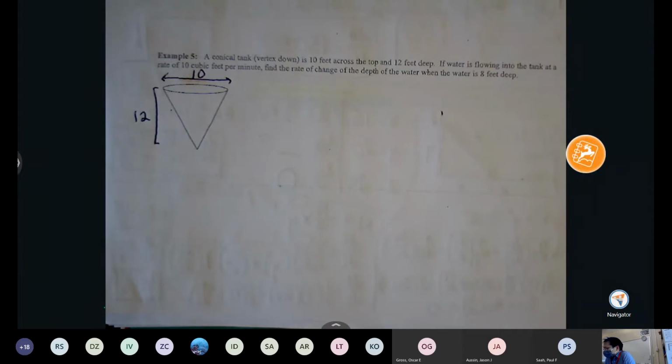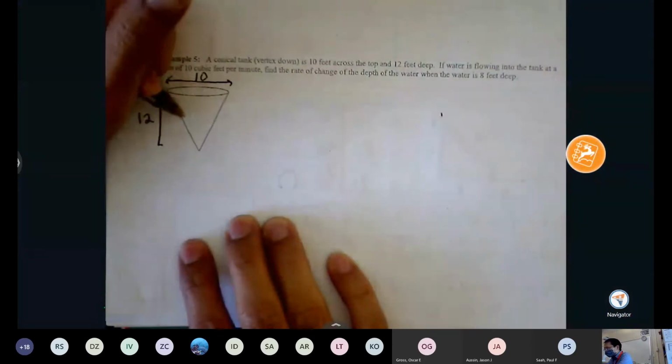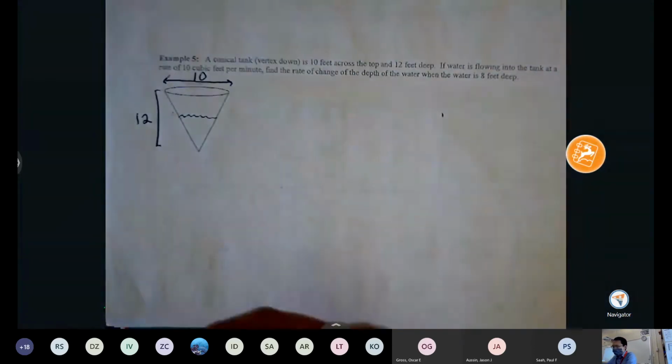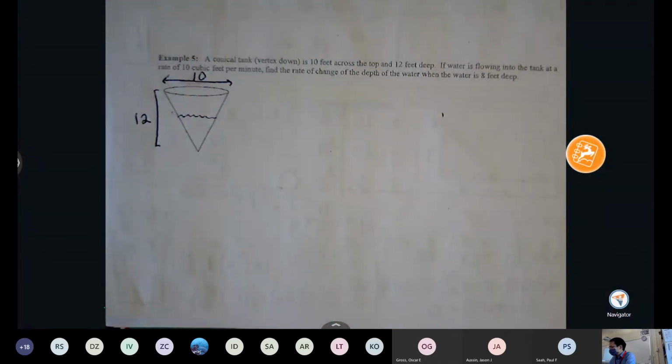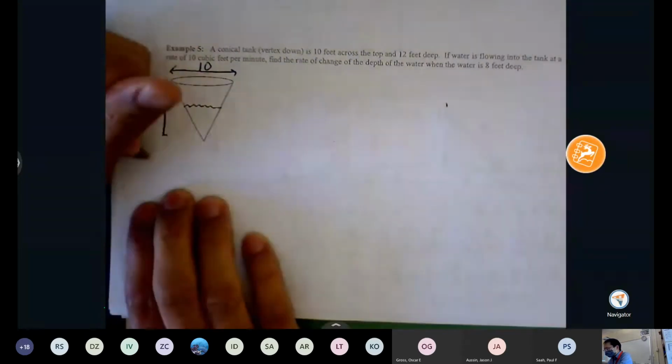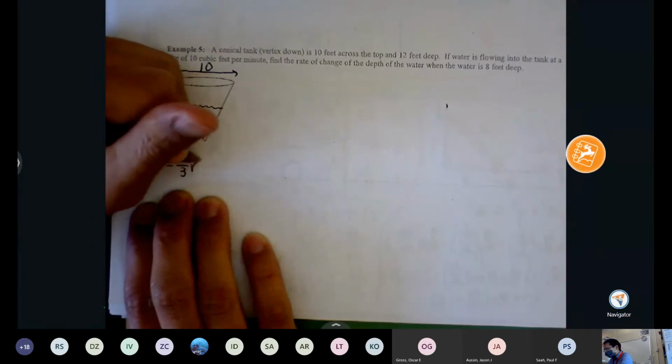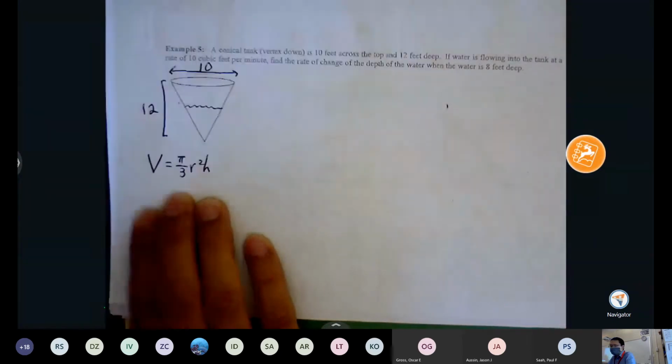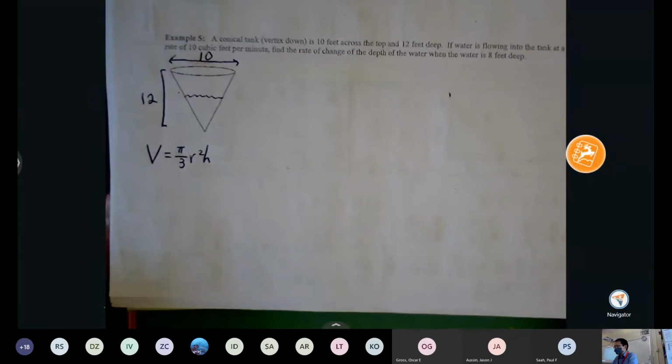Water is flowing into the tank at a rate of 10 cubic feet per minute. Find the rate of change of the depth of water when the water is 8 feet deep. Okay, well, let's worry about that a little bit later. But we can visualize what's going on, right? Water is coming in. There's going to be some water level, and that water level is going to be rising over time. So we're dealing with the volume of this cone. So here's our formula. V equals pi over 3 r squared h.